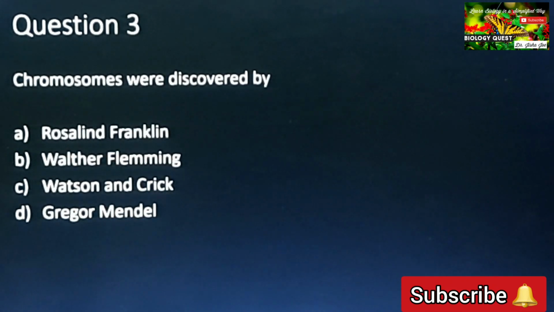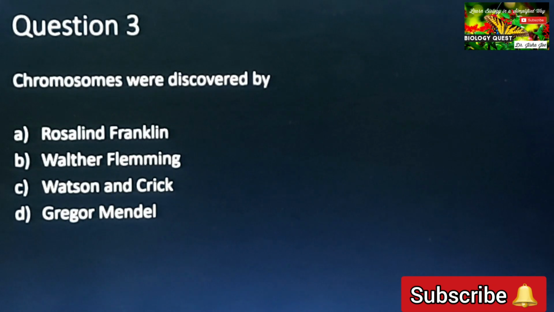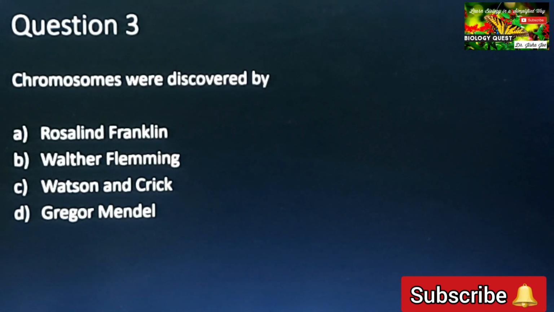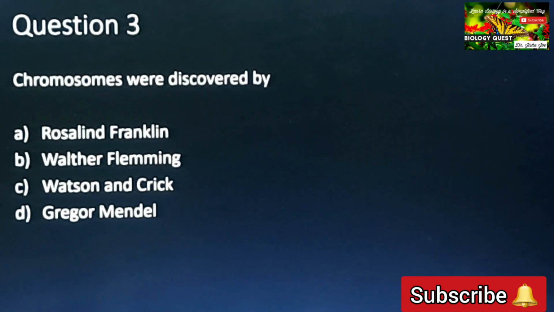Question 3. Chromosomes were first discovered by option A, Rosalind Franklin, B, Walter Fleming, C, Watson and Crick, D, Gregor Mendel. So option A, Rosalind Franklin, she was the person who studied the shape of the DNA molecule. Walter Fleming was the person who first discovered chromosomes in animal cells. He identified the chromosomes in the rapidly dividing cells of the larvae of salamander.